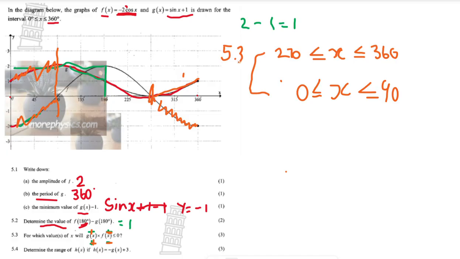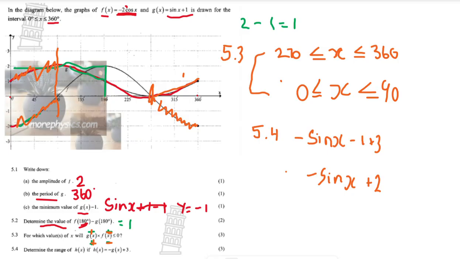Now 5.4: determine the range of h of x if h of x is equal to negative g of x. You put the negative, then substitute g of x, which becomes negative sine x minus 1 plus 3, which eventually becomes negative sine x plus 2. Now if you're looking at it like this, you don't have to identify the range.